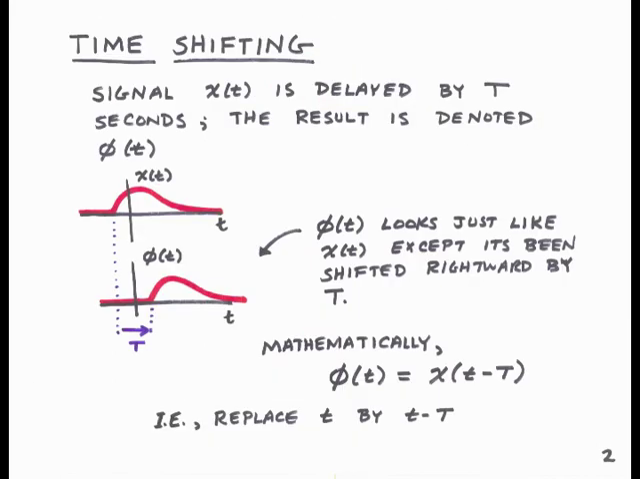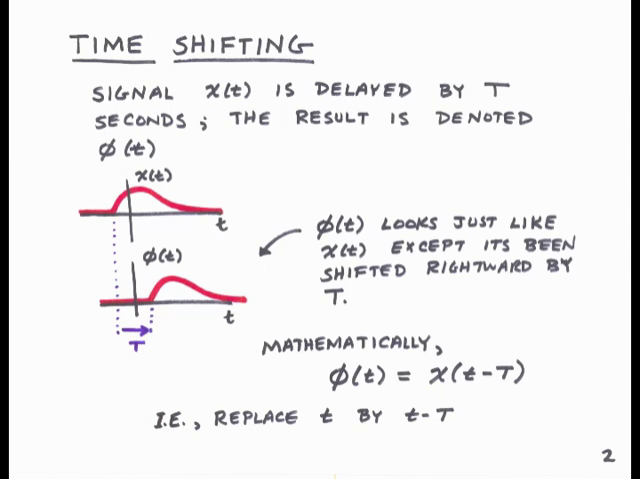The second signal operation that we'll consider is time shifting. This is where a signal is delayed. So let's consider signal x of t here, and suppose it's being delayed by capital T seconds. We'll denote the result as phi of t.